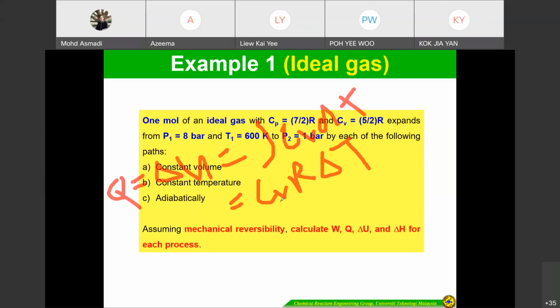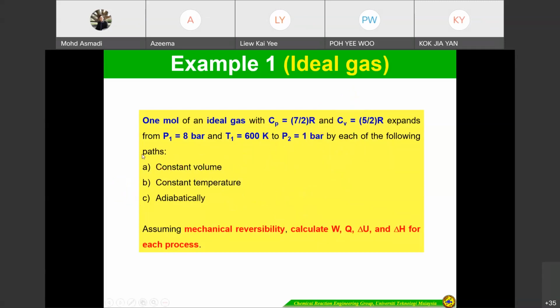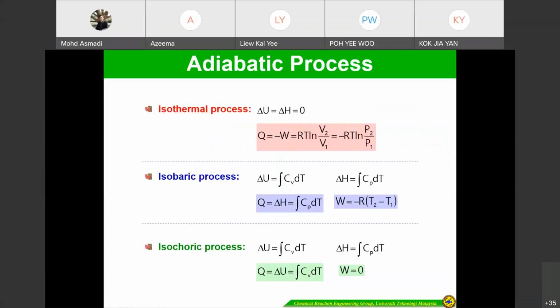So just substitute into this equation. Since CV is equal to 5 plus 2 and 5 divided by 2, R is 8.315 joule per mole Kelvin, and delta T is equal to negative 525. So you can get Q equal to delta U. Similarly, apply it for delta H. At constant pressure, delta H equals CP R delta T, so you can get the answer for delta H. That is for the constant volume. Understand? The main thing is you refer to this equation: isothermal, isobaric, and isochoric.